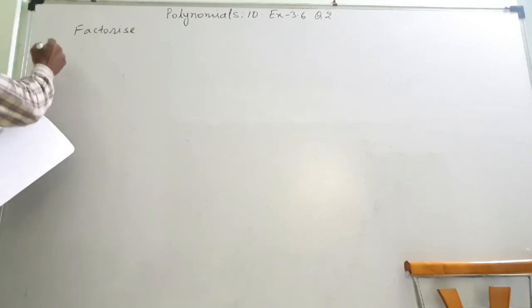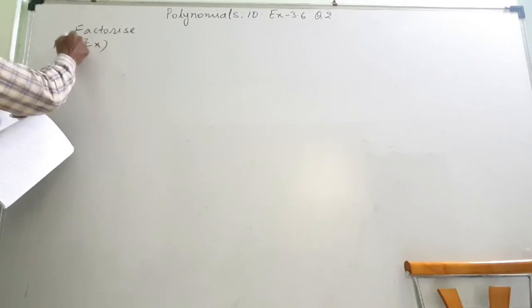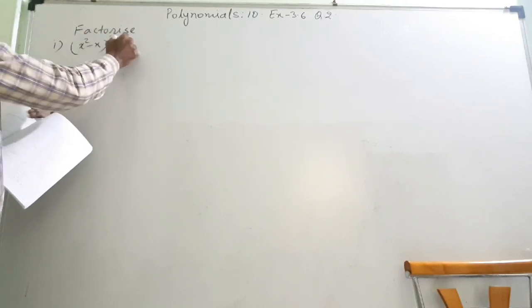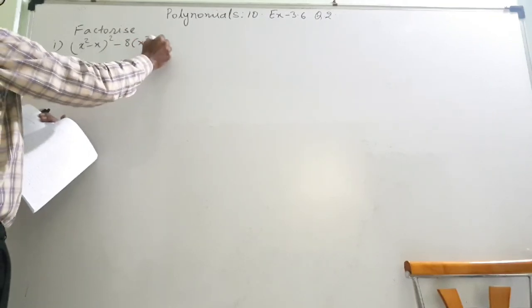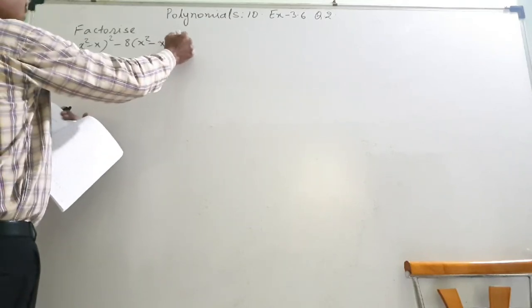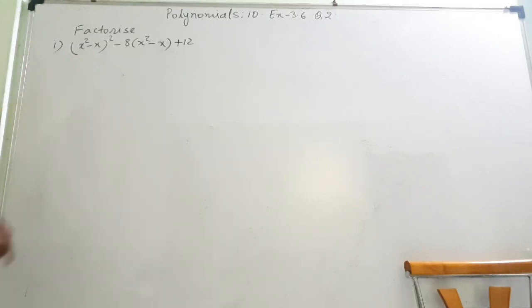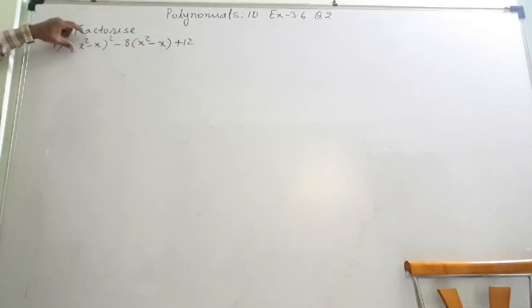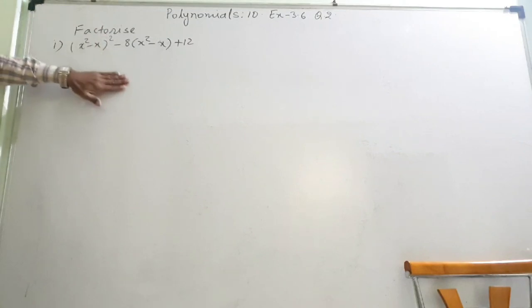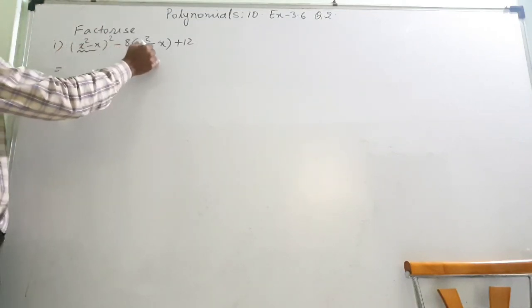Factorize. This is somewhat different factorization. (x square minus x) whole square minus 8 into (x square minus x) plus 12. This type of question, since this x square is squared, is called a double quadratic equation. This is quadratic and again this is quadratic, so double quadratic. So that is equal to this and this is same.